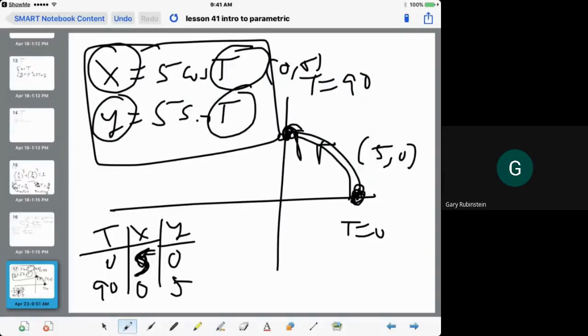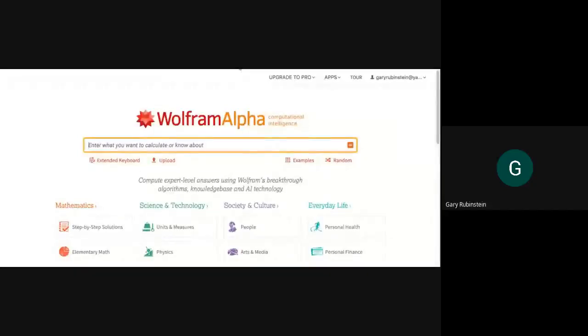I am going to finish up the lesson. I'm going to bring up a web browser. Here we go. So this is Wolfram Alpha. Ethan, thumbs up if you could see Wolfram Alpha. Okay.